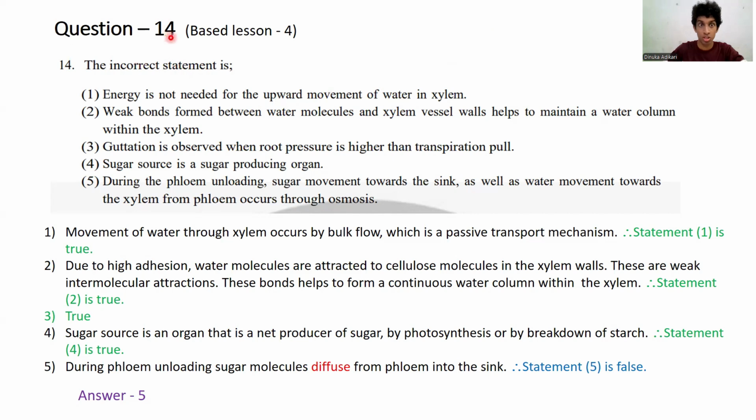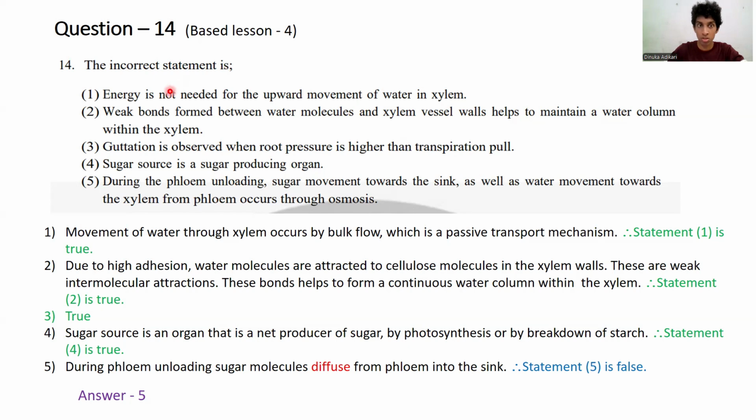Question number 14. It is based on the fourth lesson. The incorrect statement is energy is not needed for the upward movement of water in xylem. That's true. Movement of water through xylem occurs by bulk flow. Bulk flow is a type of passive transport mechanism. So therefore, passive transport mechanism doesn't require energy. Therefore, the first statement is correct.